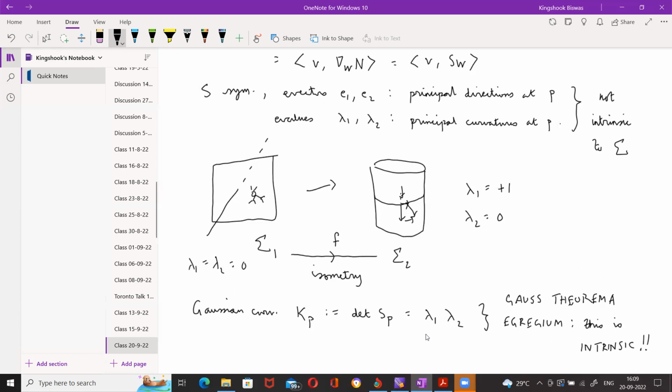So this determinant is what is defined to be the Gaussian curvature. This is intrinsic. It only depends on the metric on the surface. So an ant walking around the surface will be able to measure the Gaussian curvature of the surface. The ant will not be able to measure principal curvatures because that depends on how the surface is embedded in R3. But the ant can measure the product of the principal curvatures. That is independent of how the surface is embedded in R3.